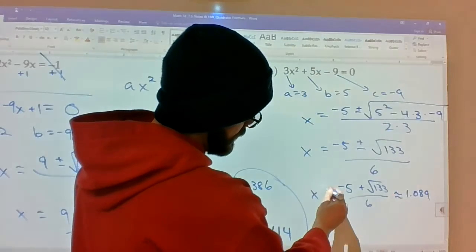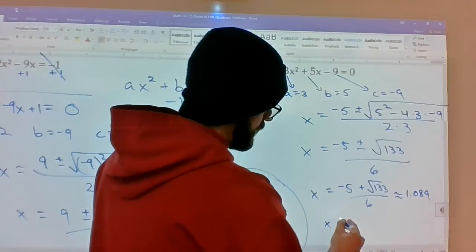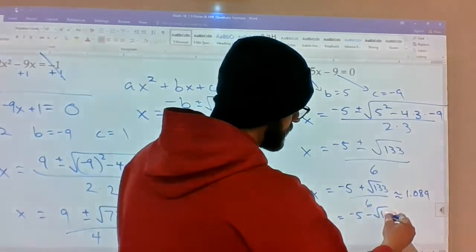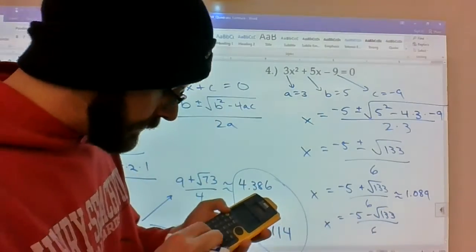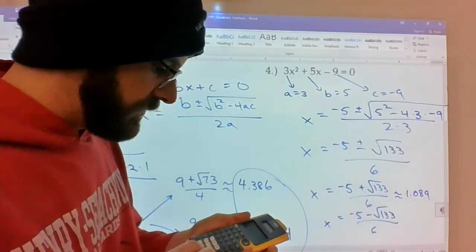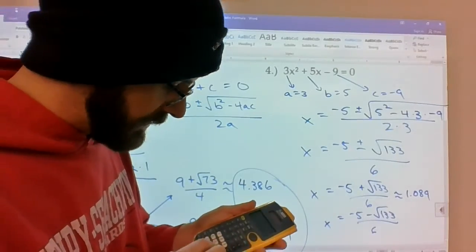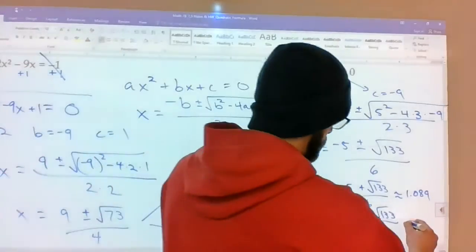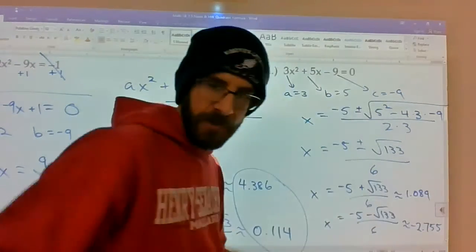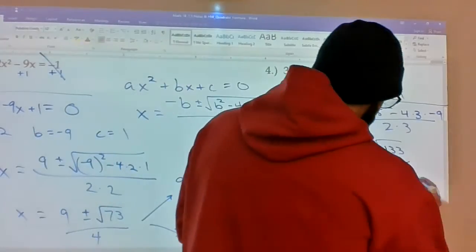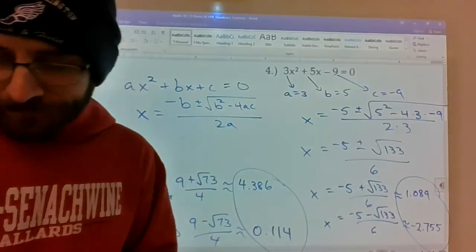Really, the squiggle should be there, not here. And then when you subtract it, using our calculator, becoming good friends, giving me the answer, always at the end, divided by 6, approximately negative 2.755. Hopefully you guys can see all that. And that's it. Wow, okay.